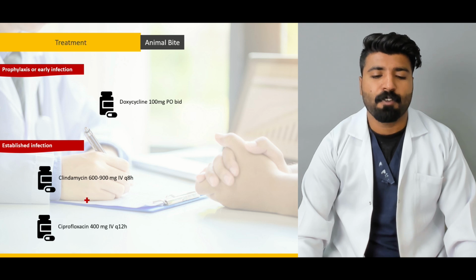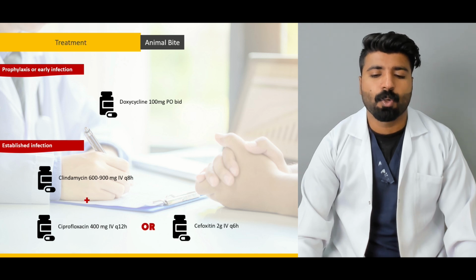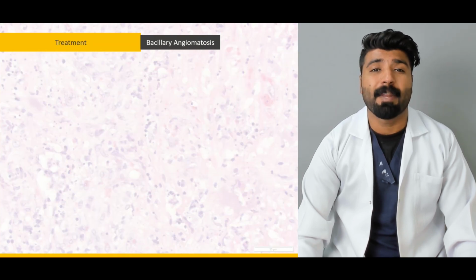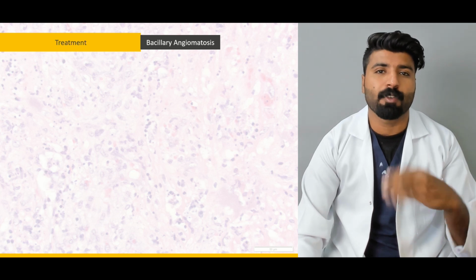Plus, ciprofloxacin is given as an antibacterial cover, 400 milligram IV every 12 hourly. Or you can go for cefoxitin, which is 2 gram IV, 6 hourly. Now these are the manifestations, these are the hallmarks of what you'll go through if you develop this kind of infection.